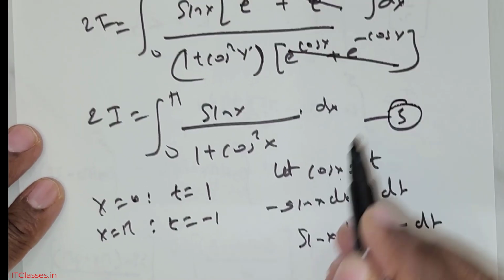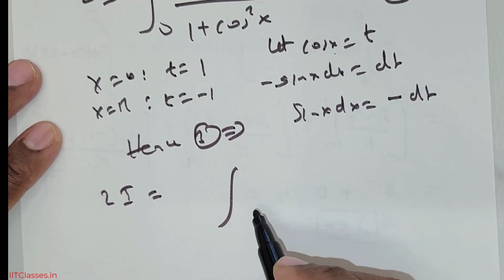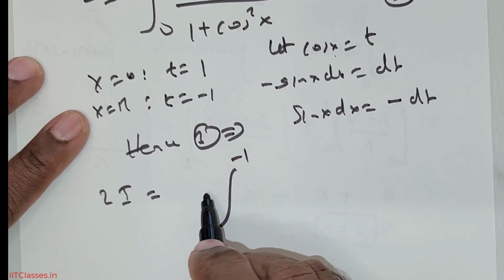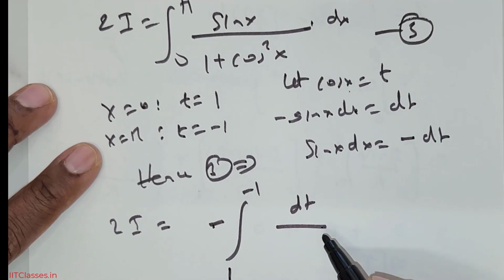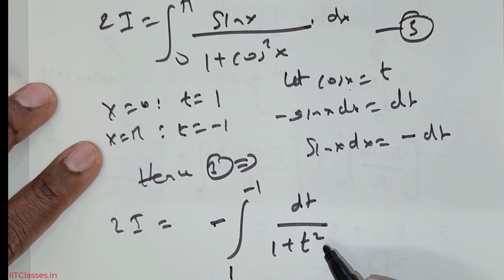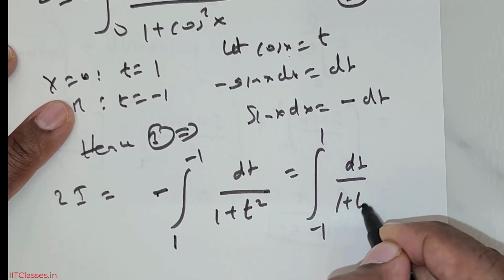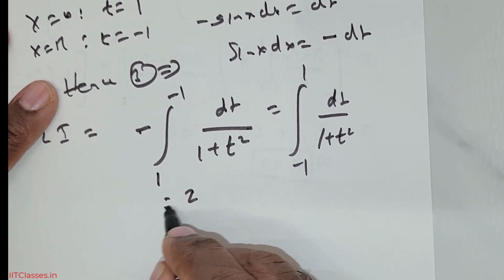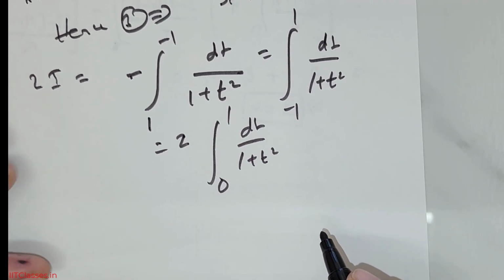So if I take this as 3, hence 3 becomes 2I equals the integral from 1 to negative 1, and then you have sin x dx, negative, that's dt, divided by 1 + cos x which is t squared. Now I flip the limits. That's going to be negative 1 to 1 dt over 1 + t². I can rewrite it as 2 times the integral from 0 to 1 of dt over 1 + t², because t's power is even.